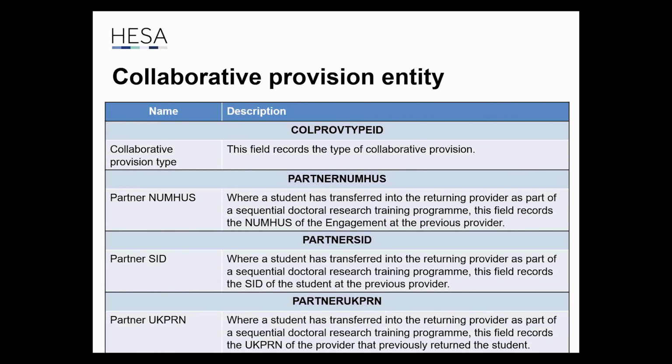In order to do that, we've got 4 fields on that entity. So the first one, collaborative provision type, is the one that tells us they're part of an arrangement with an overseas provider, and are they mainly in the UK or mainly outside the UK? And then we have these 3 fields that do that linking up between the two providers. So if the student moves from provider A to provider B, B needs to tell us the UK PRN of provider A and the SID, the student identifier, and the NumHus that were returned by provider A, so we can link them together. But Rachel's going to go into a bit more detail of that with some examples as well.